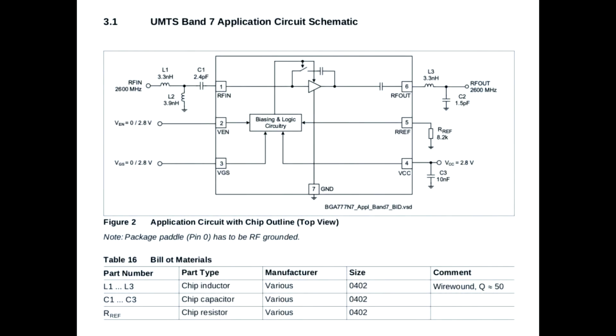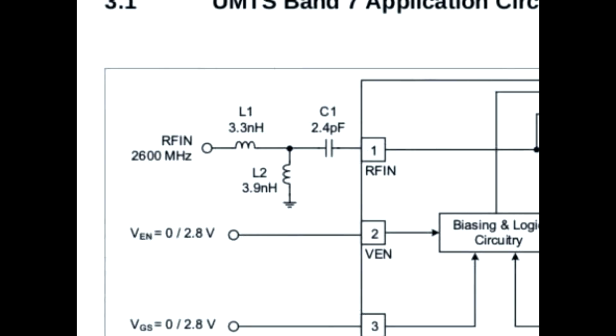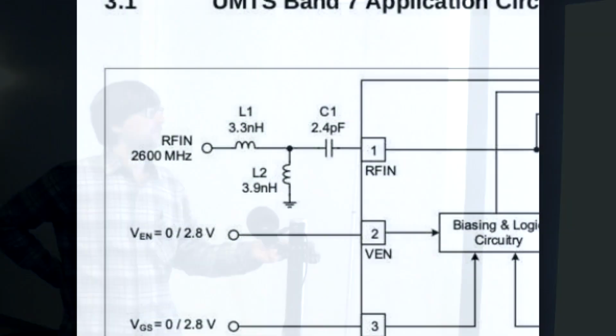So, right, if you look further down, look for the recommended schematic. Always look for the schematic and see how easy this part is to use, really. Okay, so here's the chip, here's the input, and yep, look at that. That's an impedance matching network on the input. You have to supply that impedance matching.